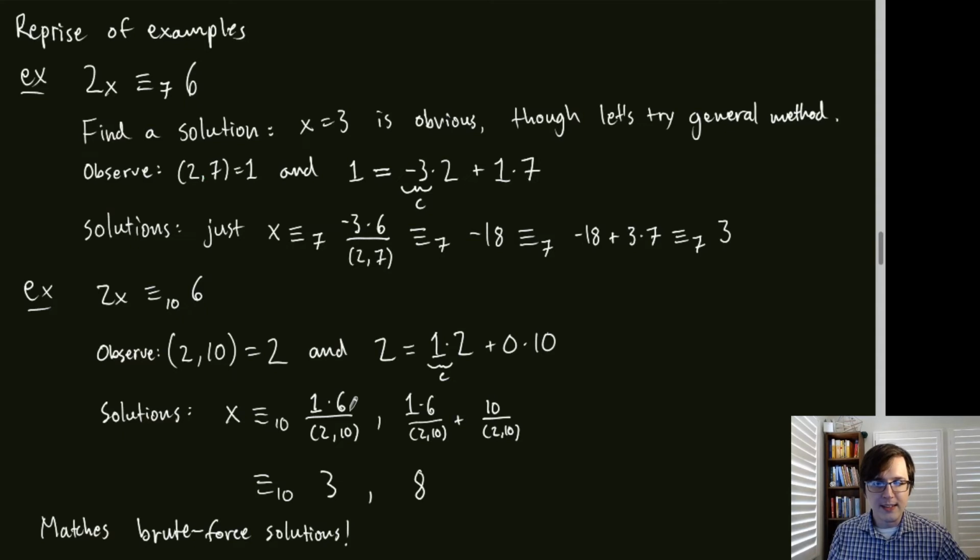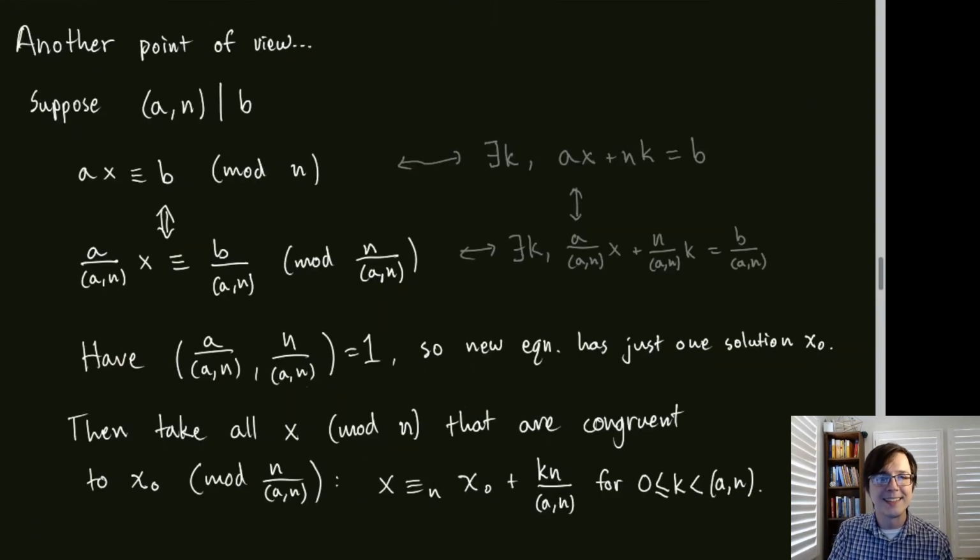So our particular solution is c times b over the GCD, 1 times 6 over 2, which is 3. And then we add the modulus over the GCD to get the next solutions, and that's 5, so 3 plus 5 is 8, and the GCD is 2, so there's only 2 solutions, so we stop after adding it once. And again, that matches the table, so that's good. Theory meets, I guess, practice. Well, practice in theory, I guess.